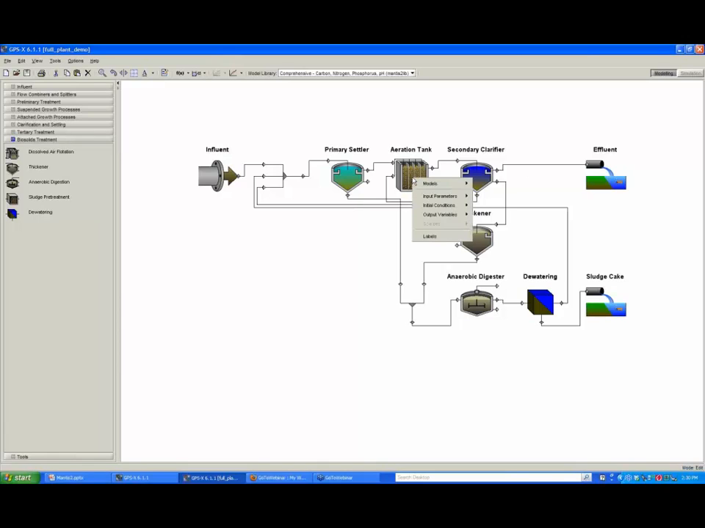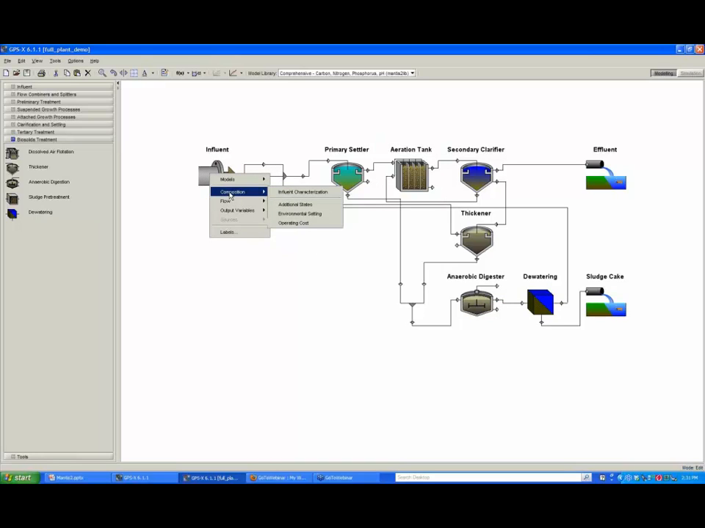But in this library, if you click on the biological reactor, you will see just one model, which is the Mantis2 model. This is the one model which is applicable for all the processes, for the aeration tank, for example. And if you go to the anaerobic digester, you can see the Mantis2 model here too. So it's the same model which is applicable for the whole plant.